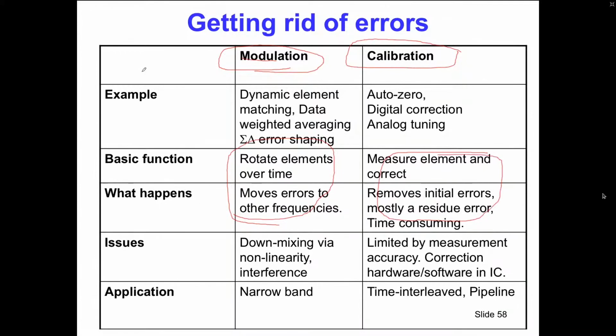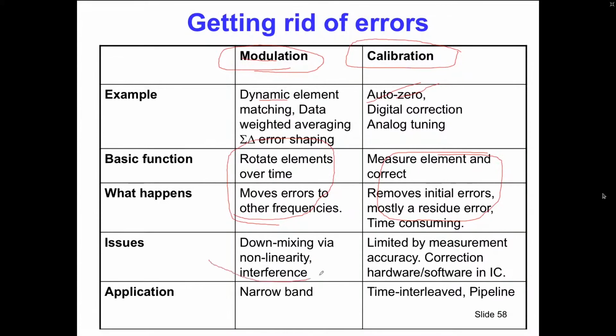Examples over here are dynamic element matching, data weighted averaging. Examples over here are auto-zeroing, which you always must avoid, digital correction, analog tuning. Well, with each of these there are issues.